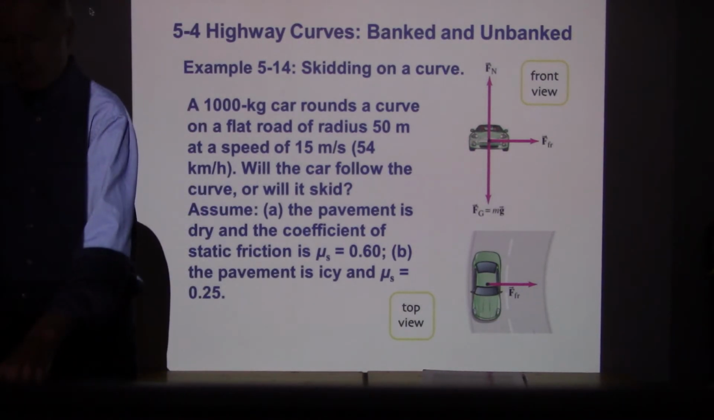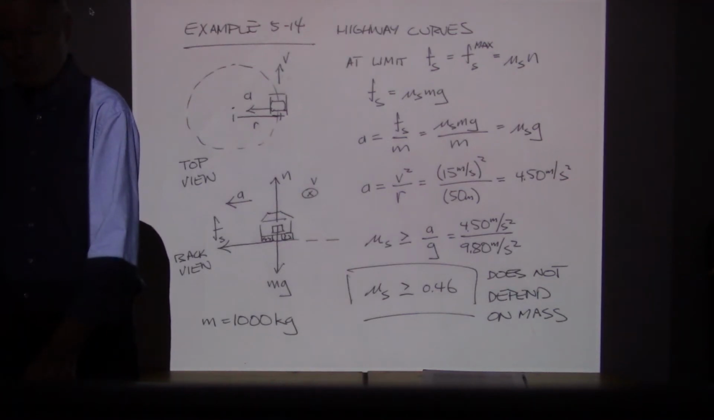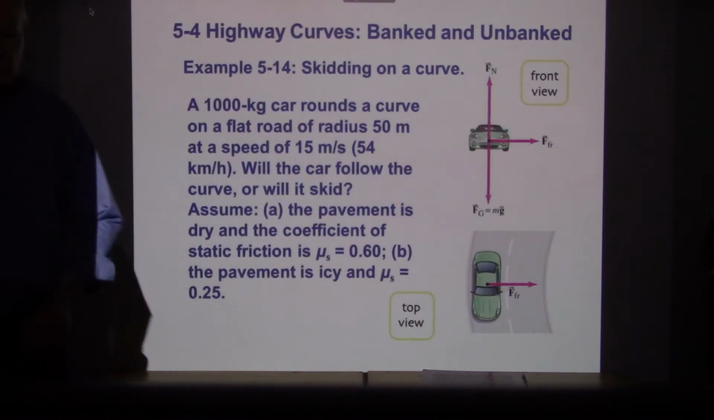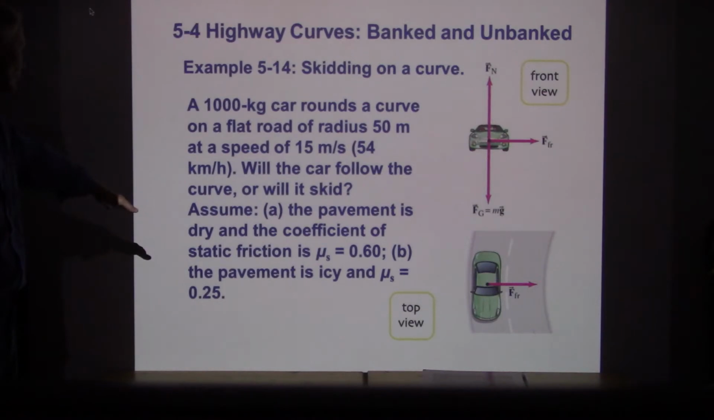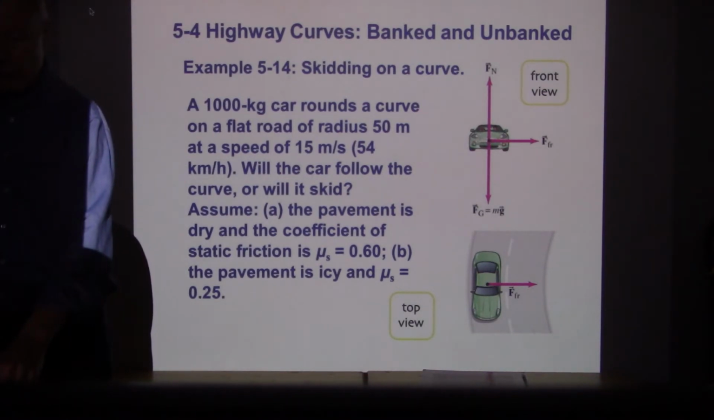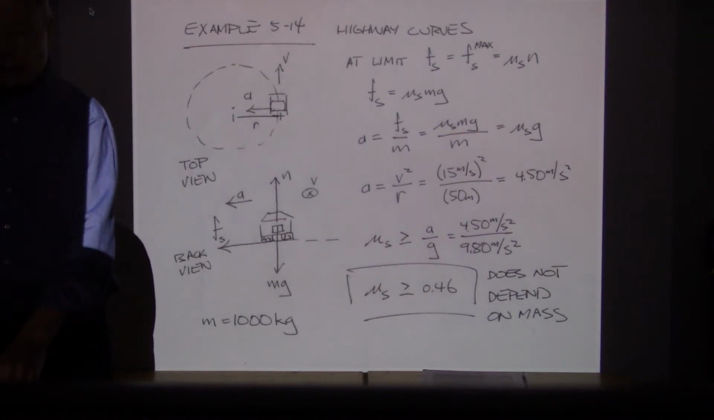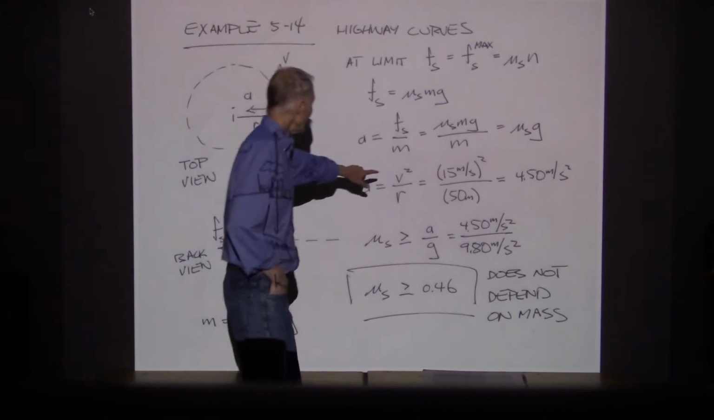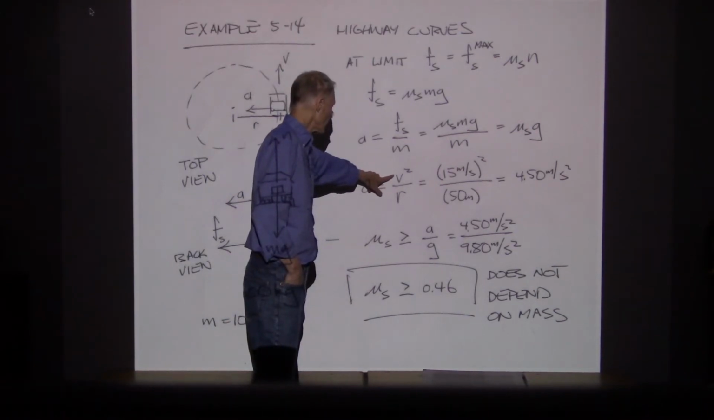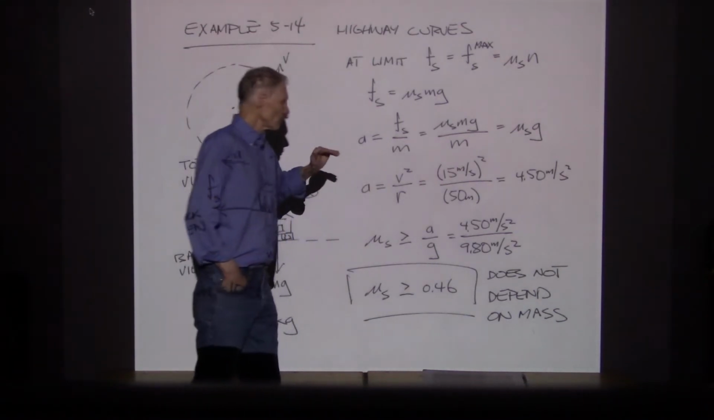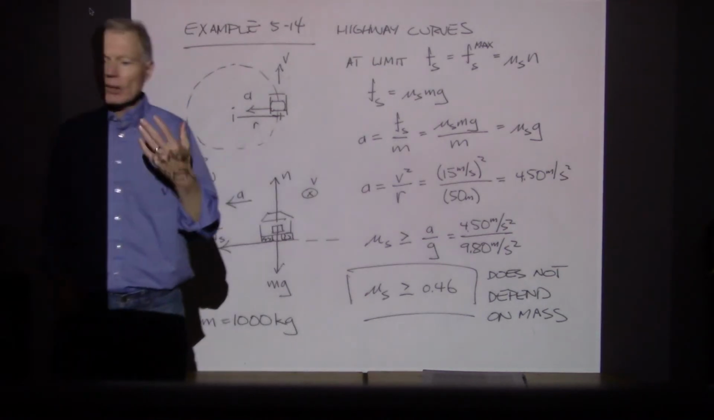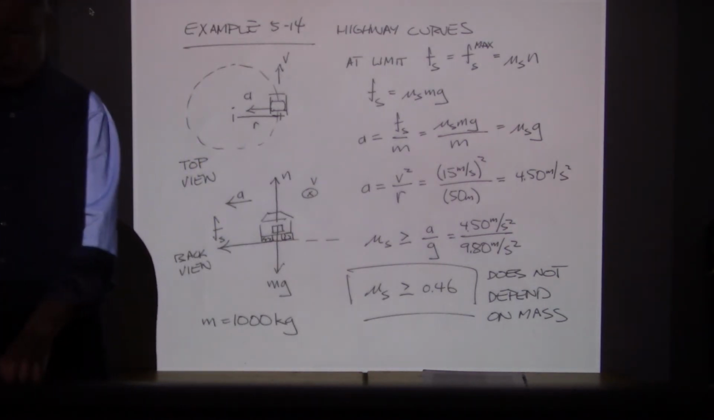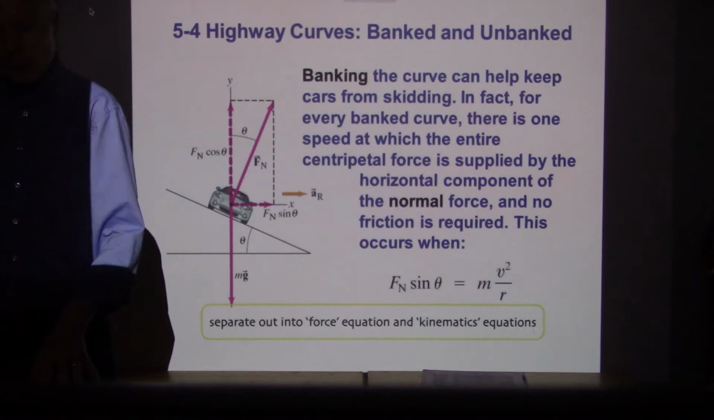I won't have enough friction. If the coefficient drops all the way down to 0.25, I'm going to have to slow down. So the solution here is to slow down, so that if v is smaller, then I won't need as much acceleration. I won't need as much friction force to create that acceleration.